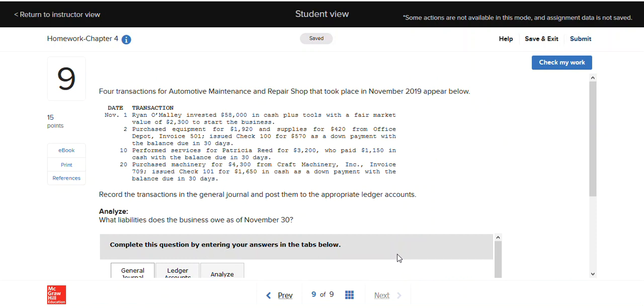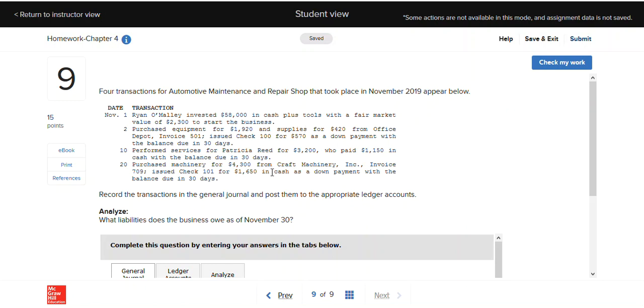It says 4 transactions for an automotive maintenance and repair shop took place. We've got 1, 2, 3, 4. We're going to record the transactions in the general journal and post them to the appropriate ledger accounts. So we're just going to do one of these. Ryan O'Malley invested $58,000 in cash plus tools with a fair market value of $2,300 to start the business.